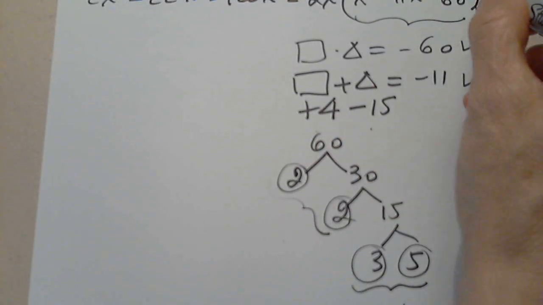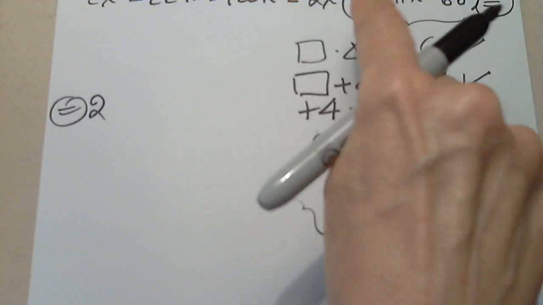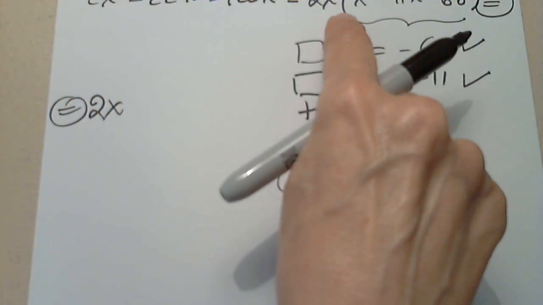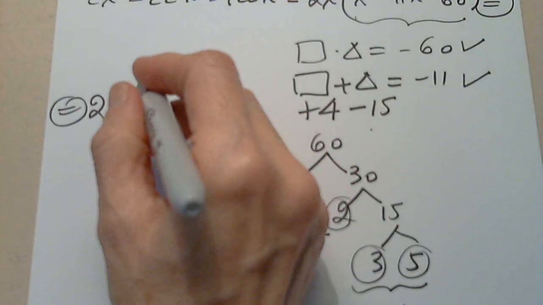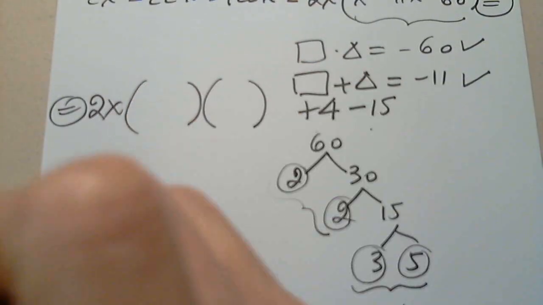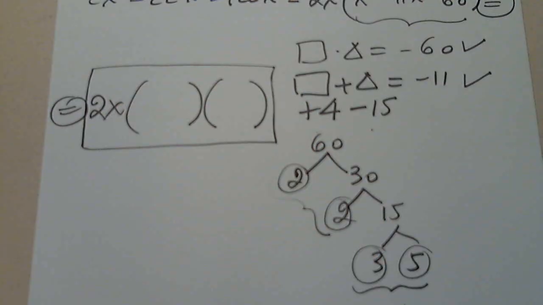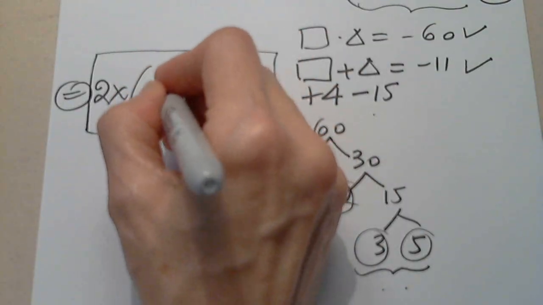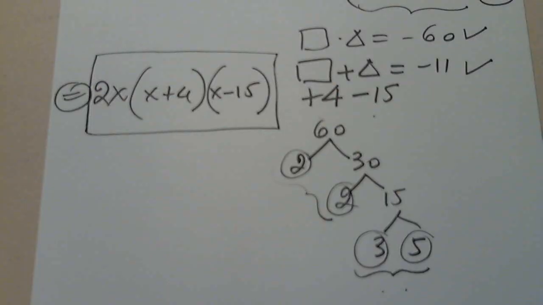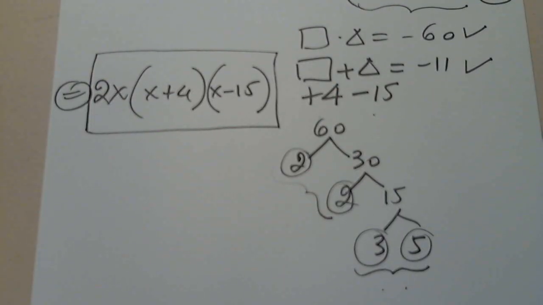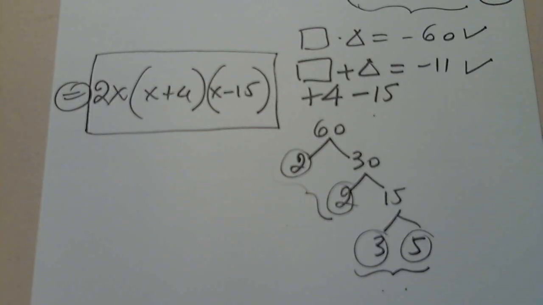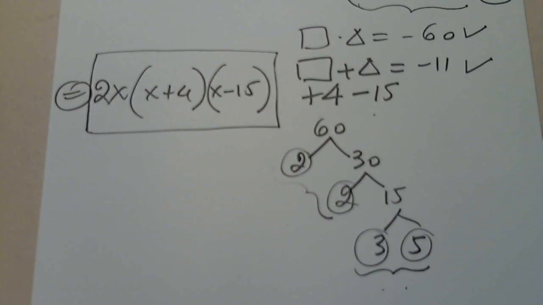So therefore, I continue to copy 2x in front. And now I know how to completely factor this. X plus 4, X minus 15. X plus 4 and x minus 15. Any questions on this problem? Anybody, any questions? Okay, let's continue then.